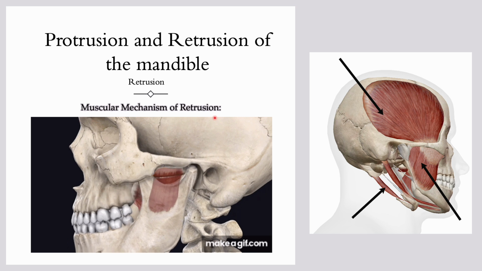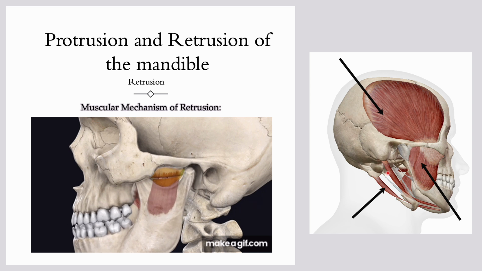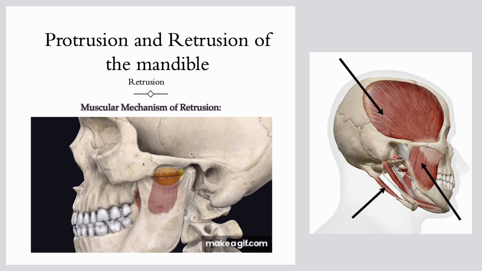The muscular mechanisms of retrusion involve several muscles working together to make this happen. The primary muscles responsible are the posterior fibers of the temporalis and the posterior belly of the digastric muscle, which contract simultaneously to pull the mandible back. The masseter can also play a supporting role, especially the deeper fibers, although it's more involved in other movements like jaw elevation and protrusion. Now let's talk about the dental mechanisms during retrusion.